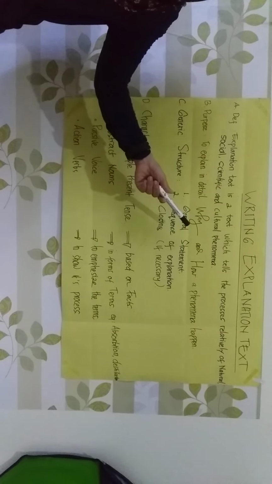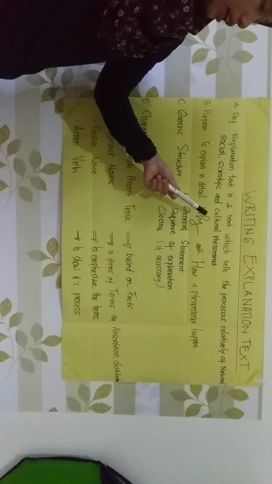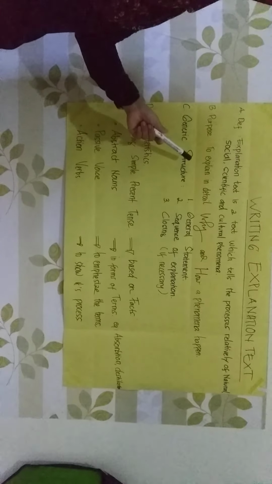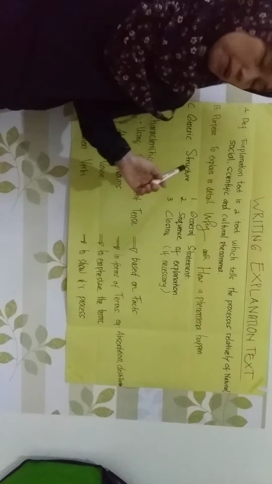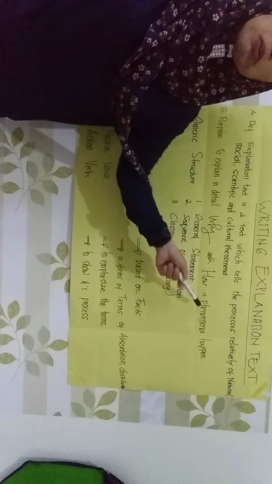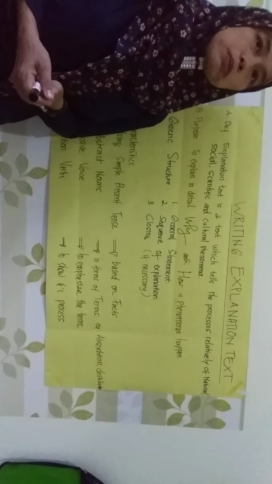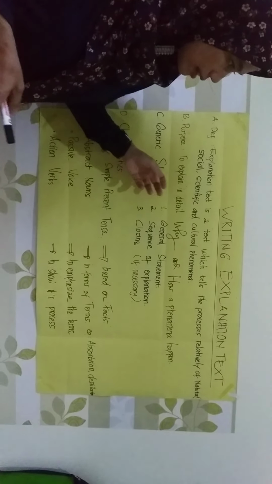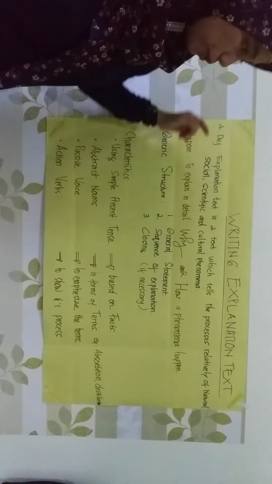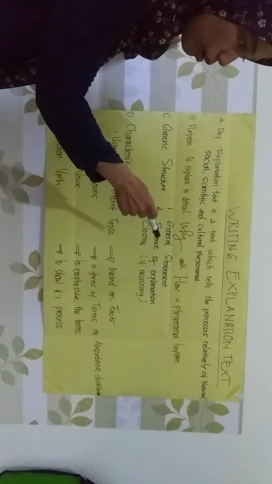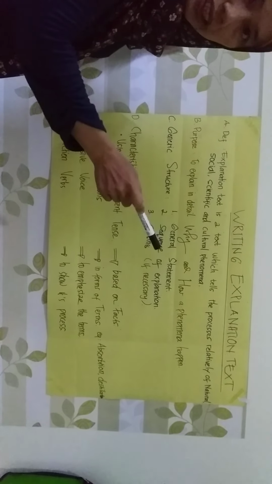Actually, there is another text that describes a process, that is procedural text, but it is focused on how to make something, like how to make instant noodle, how to make popcorn. But in this writing explanation text, it is focused on why and how a phenomenon happens.